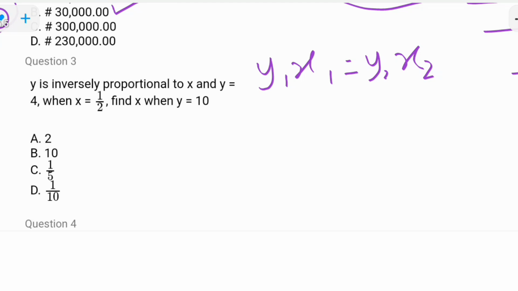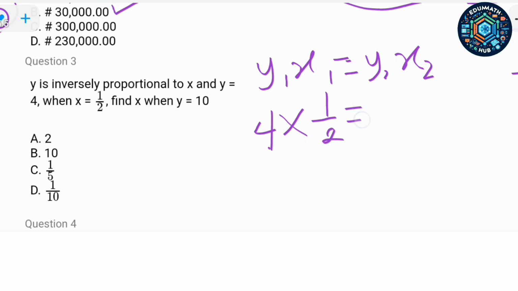So just do it like this. Okay, so let's take the value of y1. Y was 4 in the beginning, so that will be y1. So you have 4 times, then what was x1? X1 is half. 4 times half is equals to y2, which is now 10. Looking for x2, which is the second x.